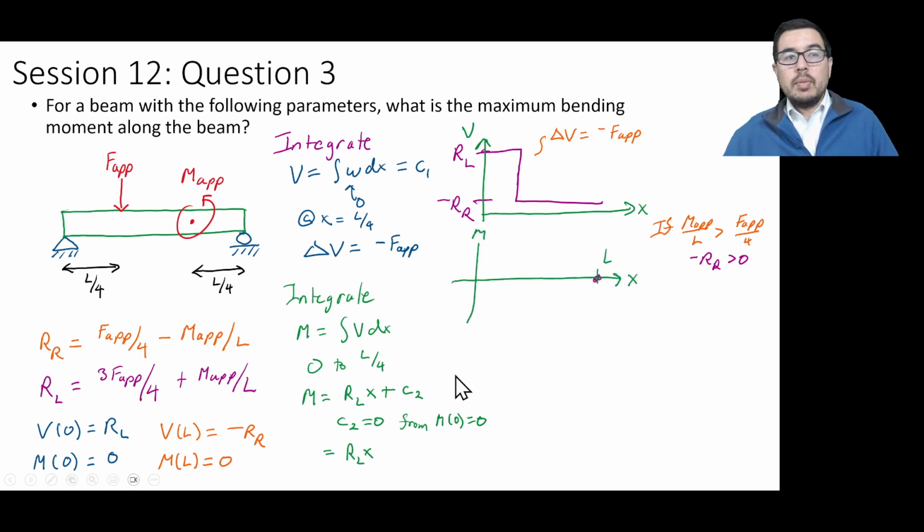That can be graphed as we see here. It's going to start at 0, the moment that is, and until it gets to L over 4, it's just RL times x. So at L over 4, it's RL times L over 4. That's the value we see there.